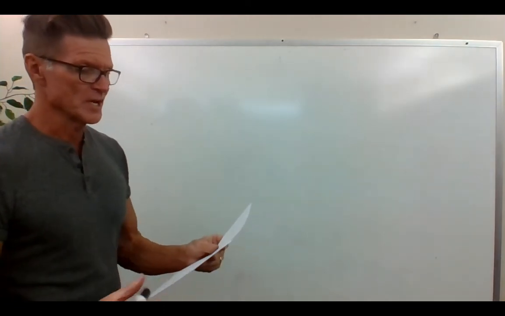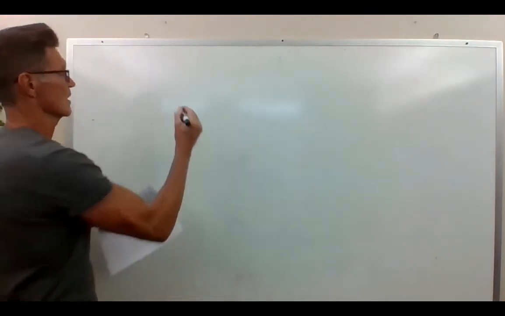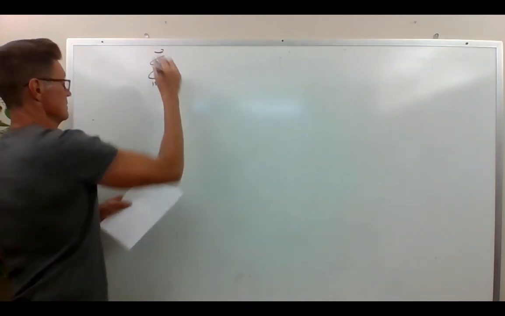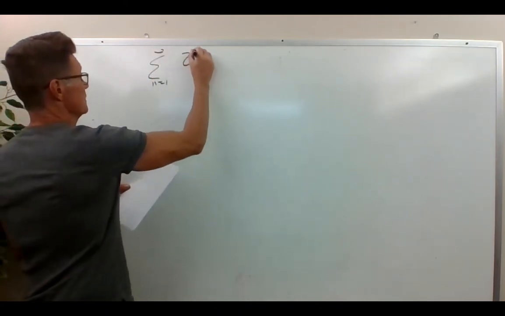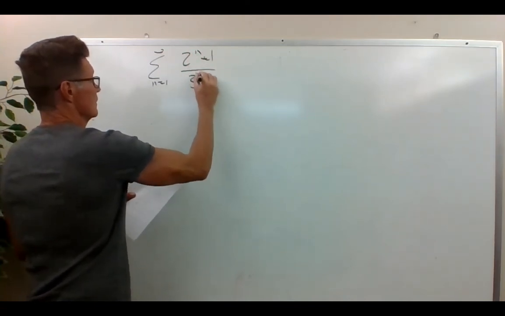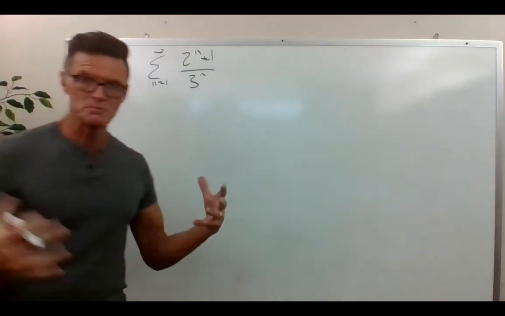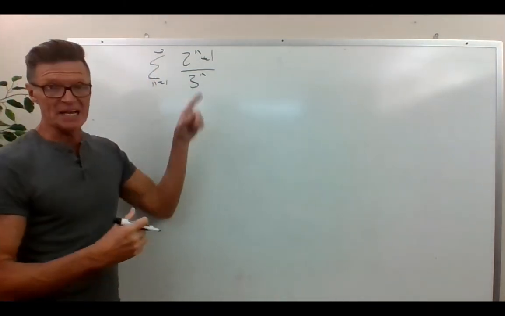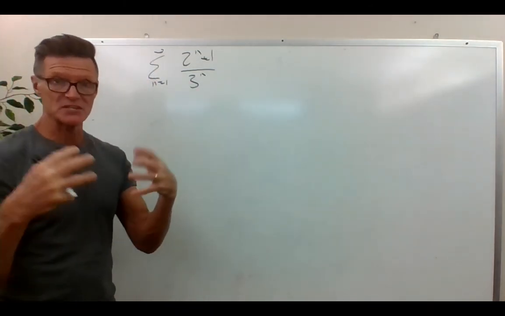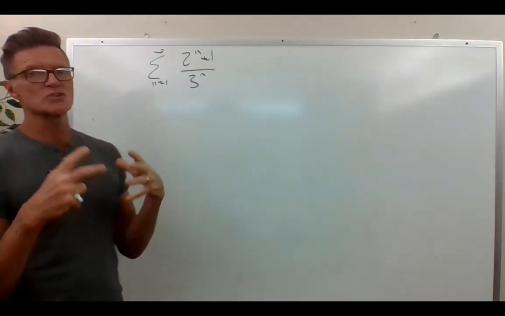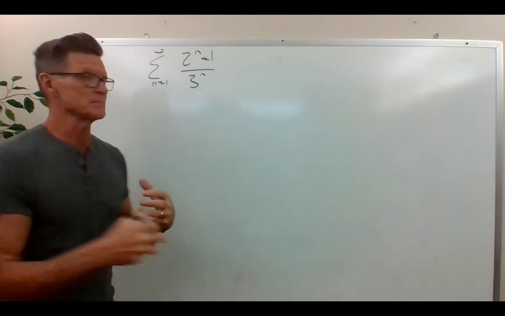All right, here's one everybody loves. So we have a series of 2 to the n plus 1 over 3 to the n. Which means that my a sub n, the sequence, is 2 to the n plus 1 over 3 to the n. Question is, what should I select for my b sub n?